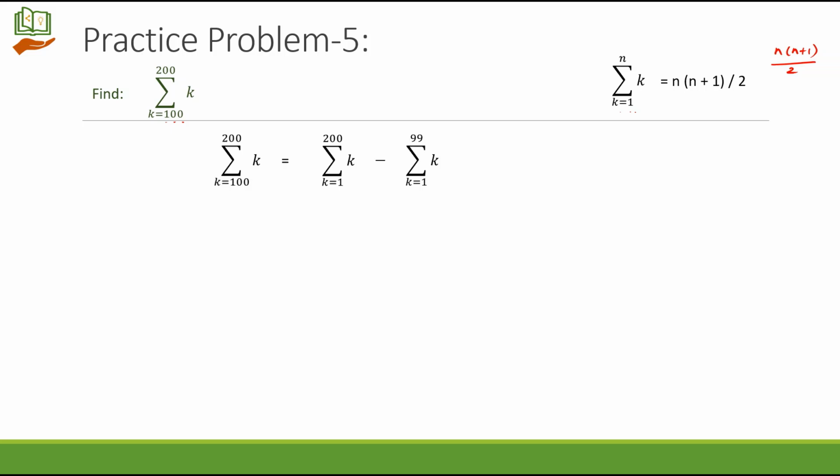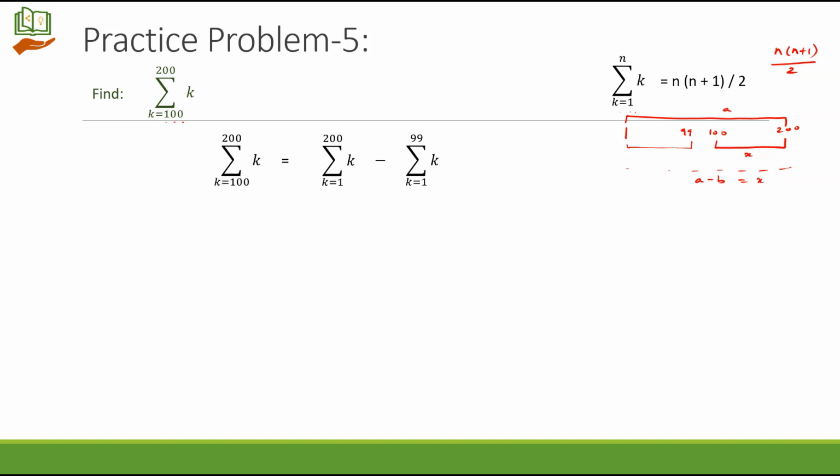100 to 200 can be written as 1 to 200 minus 1 to 99. So let's take 1, 99, 100 and 200. They are asking for the sum that is between 100 to 200. Let's take this to be x. In order to find it, we are going to compute the sum of 1 to 200, which will be A, and we are going to subtract the 1 to 99 sum, which is B. This will give you the value of x.